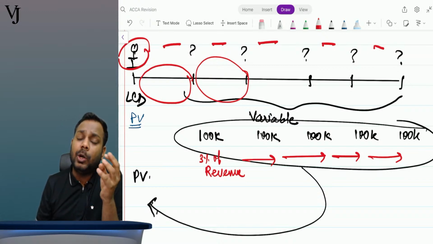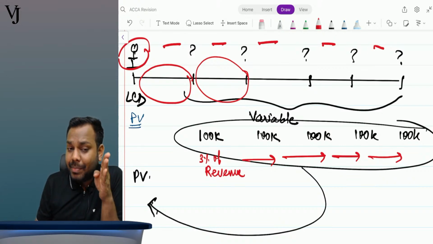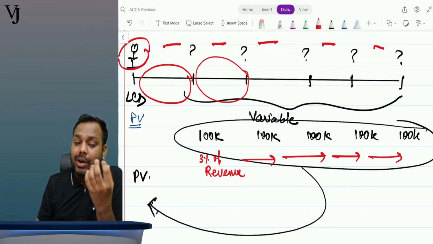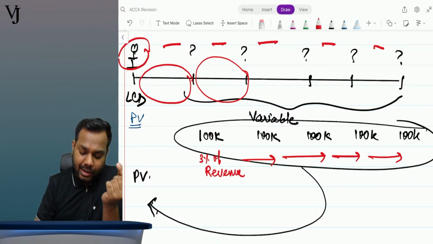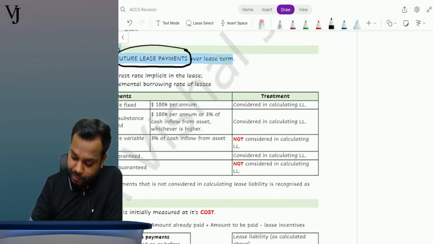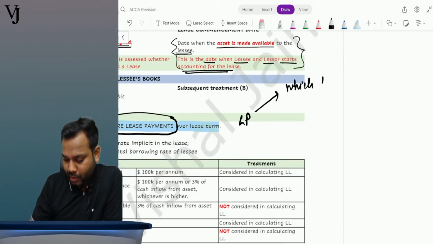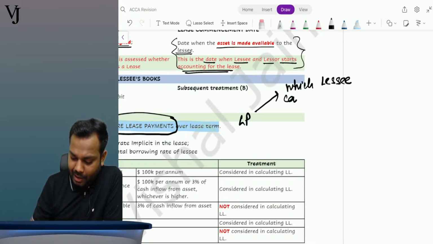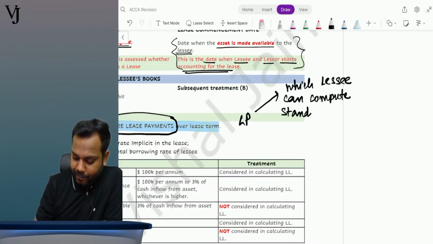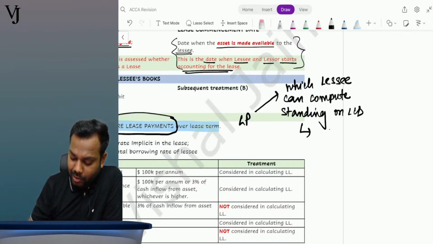So the only point I'm trying to make here is that the lease payments which the lessee knows or can compute standing on the lease commencement date are the lease payments which will be considered in calculating the lease liability. Let me write it here: the lease payments which the lessee can compute standing on lease commencement date will be considered in calculating lease liability.